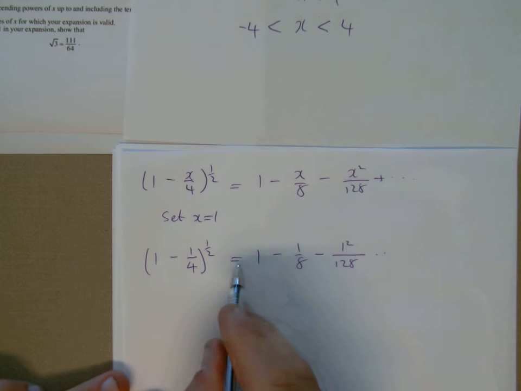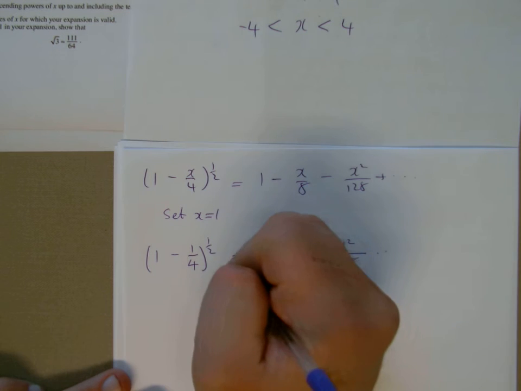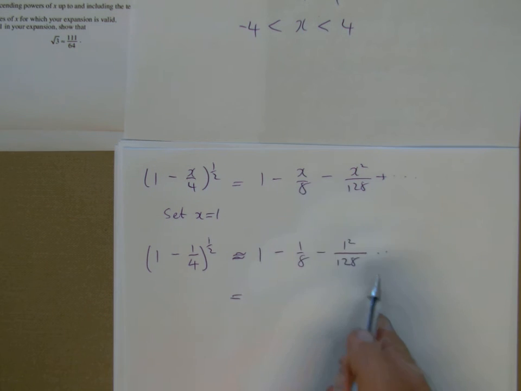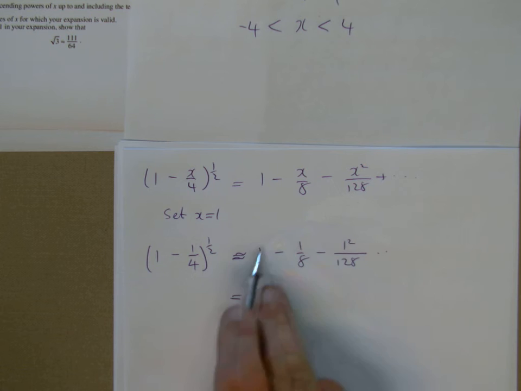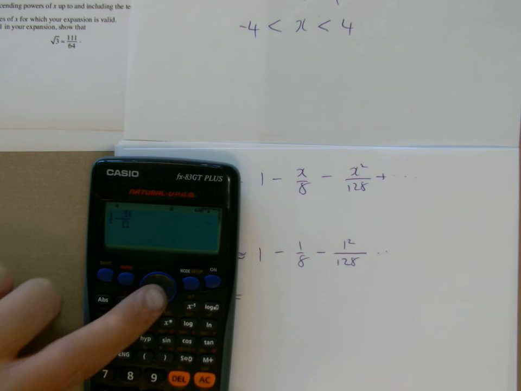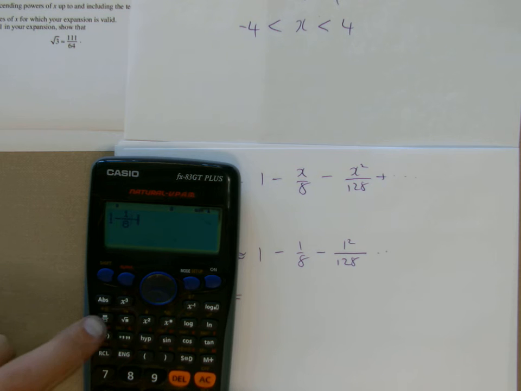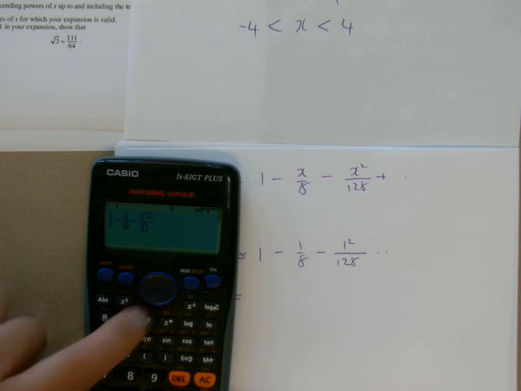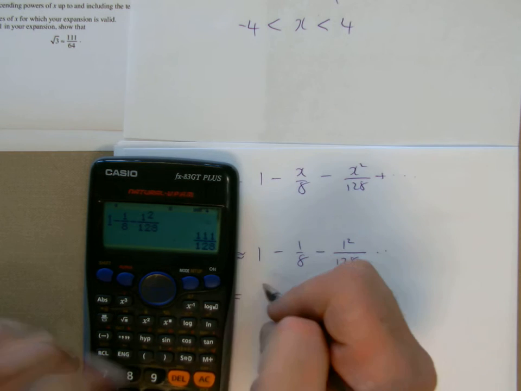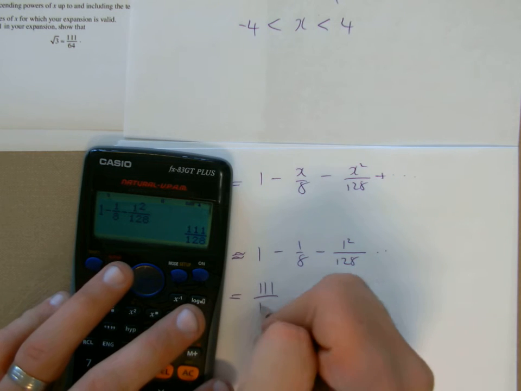Okay, and it's approximately equal, so I should really put squiggly lines there. Now be careful, on your calculator, it's fine to work all this out here. I'll do 1, take away 1 over 8, take away 1 squared over 128. And I get 111 over 128.